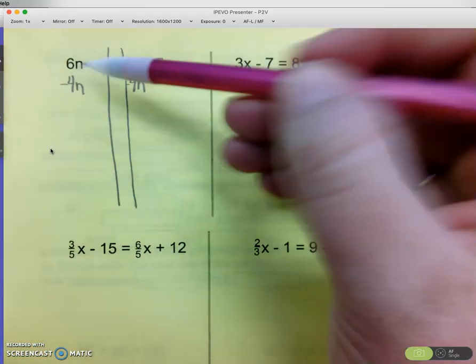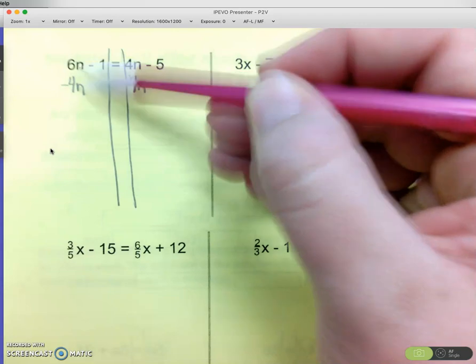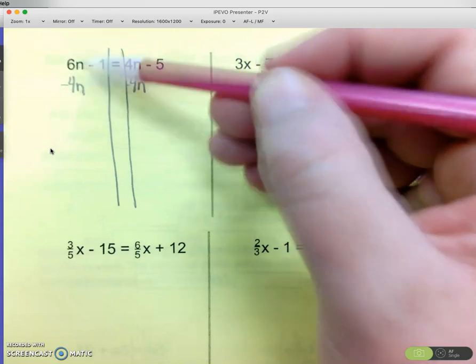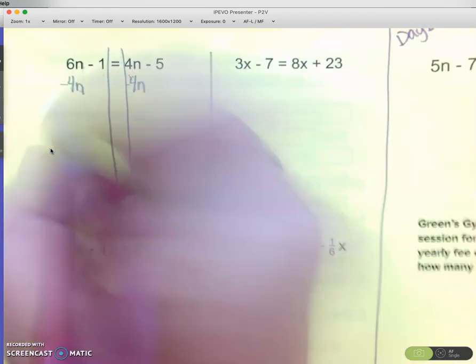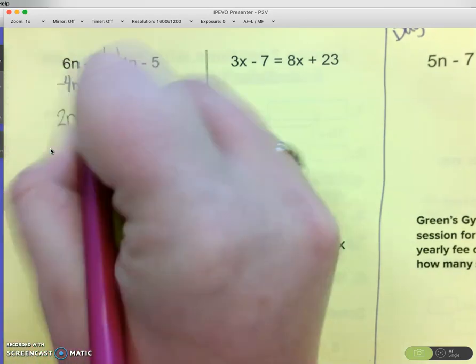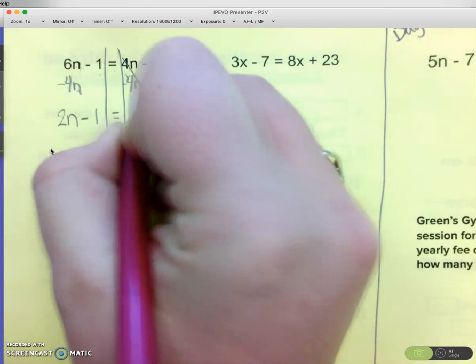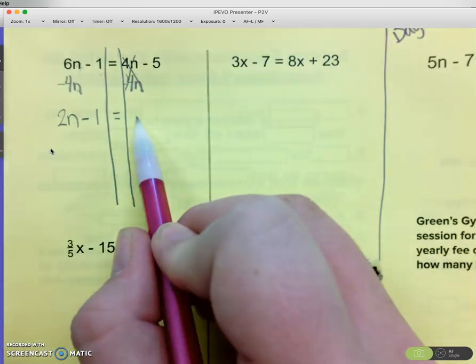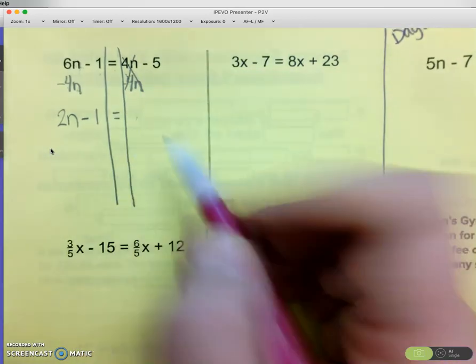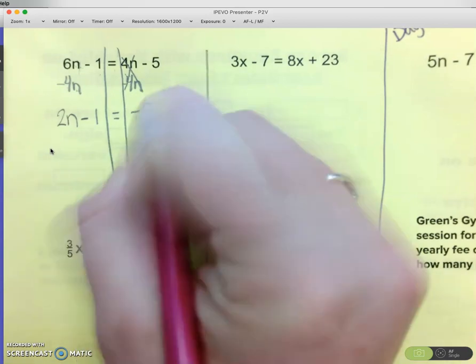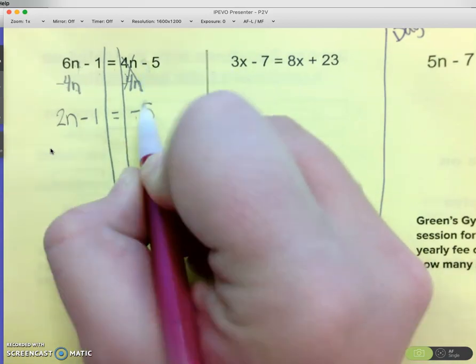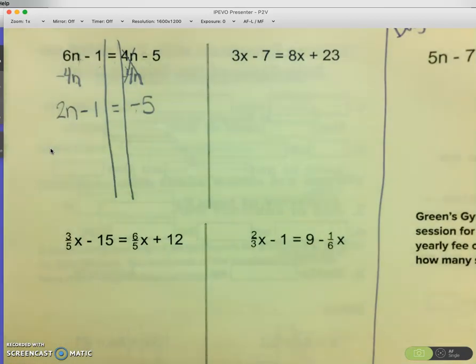So again, I can only subtract here because they're the like terms. So 6 minus 4 is 2n. I have to remember to write that minus 1. This will go away. What is left on the right side? Negative 5. We have to remember that this sign in front of it has to come with it. Common error. So be careful with that.